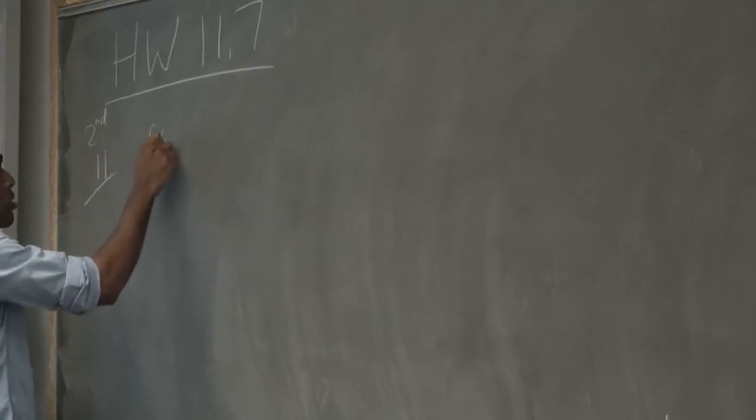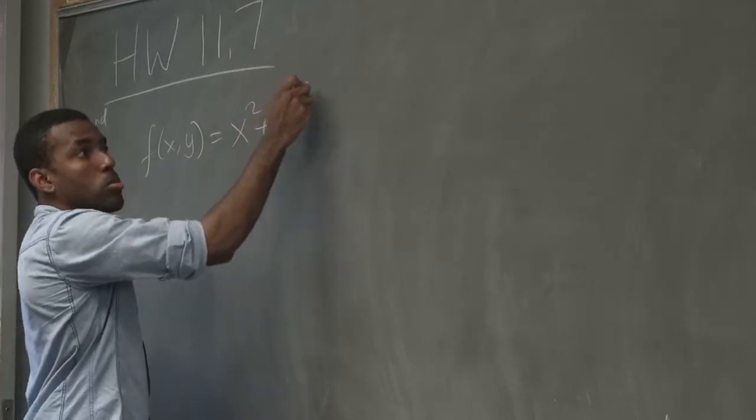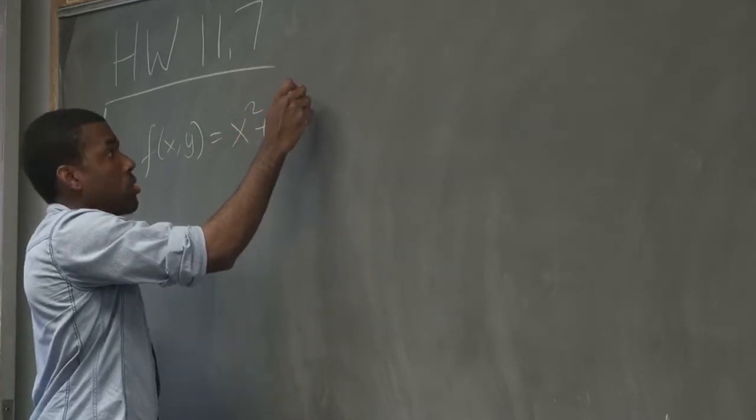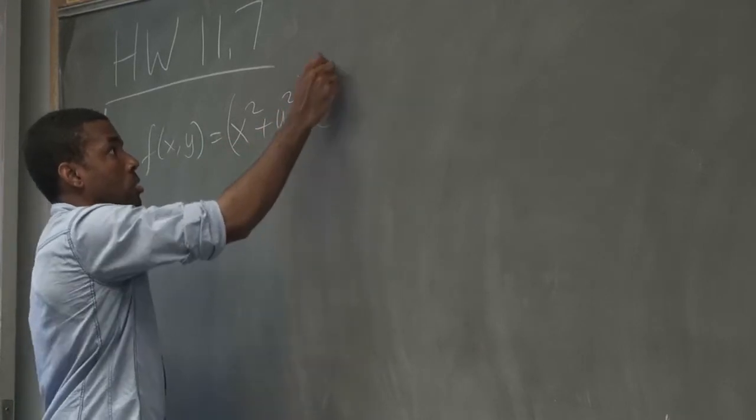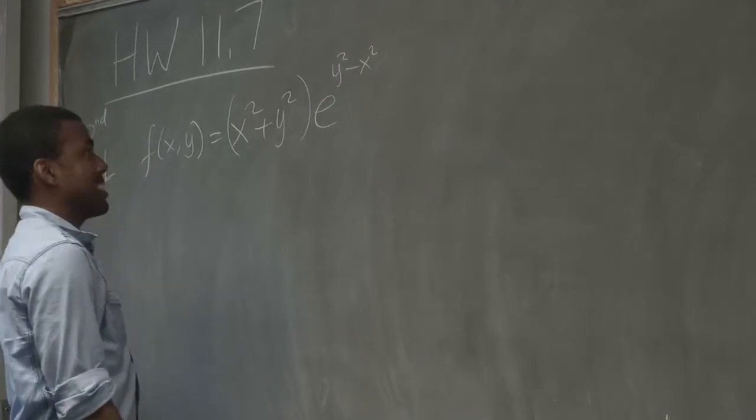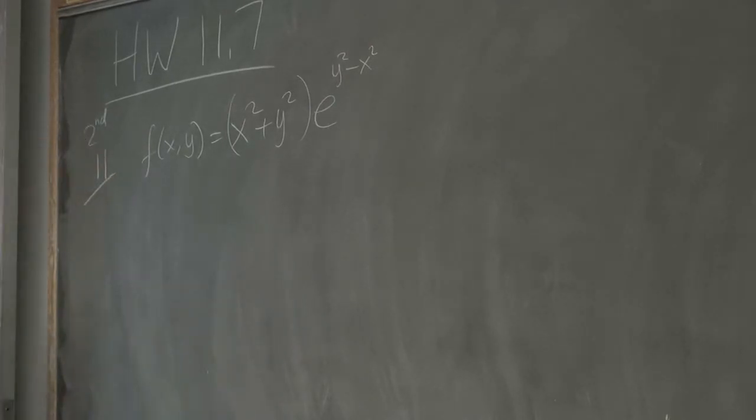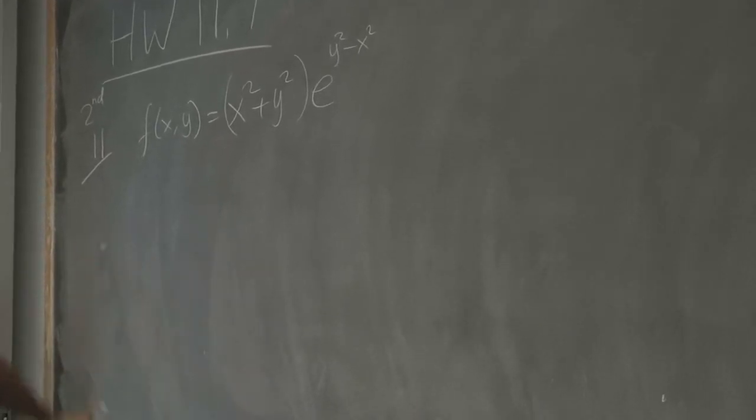What's the function? x squared plus y squared, that's in parentheses, that whole thing, times e to the y squared minus x squared. It started out innocently, you know. Okay, so what are we gonna do?